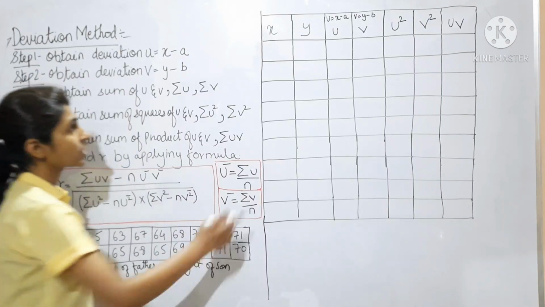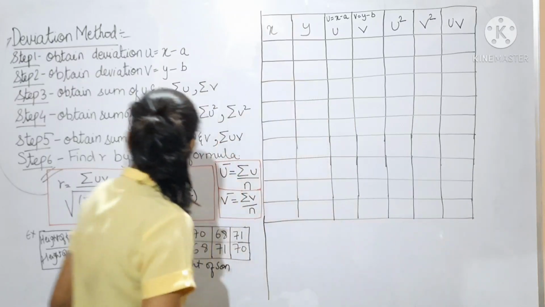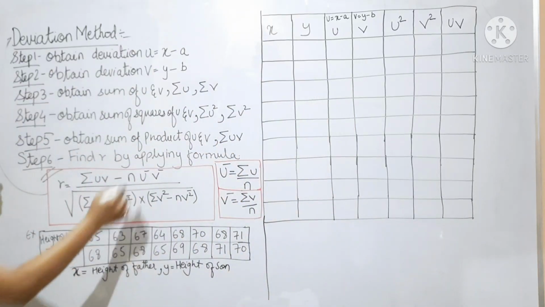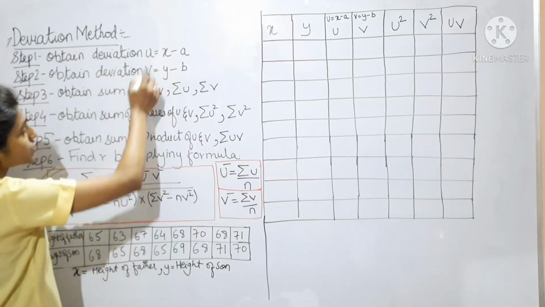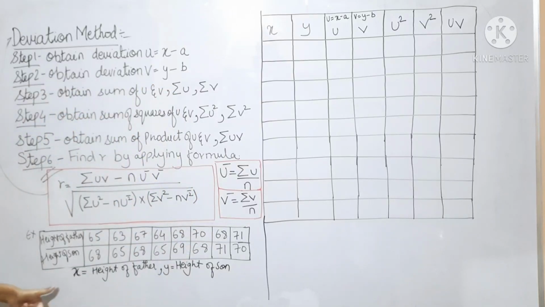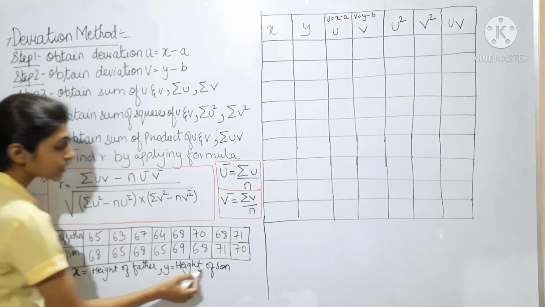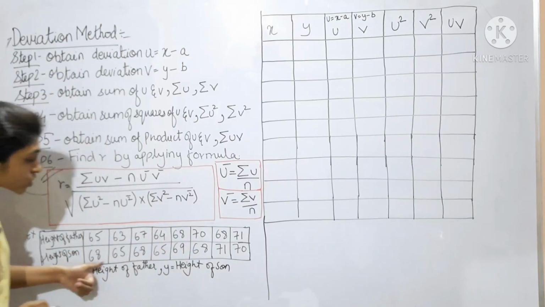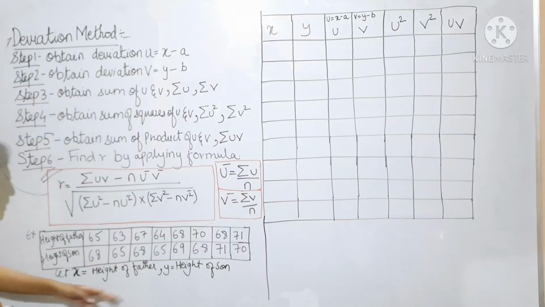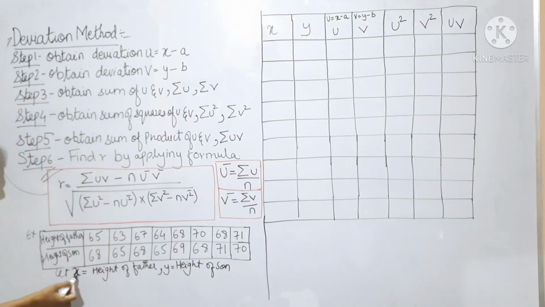Now how to solve it? Solution: prepare the table in this way. Now we have to first find u and v. To find u and v, we need x and y. So we are going to consider x as the height of father. Let x be the height of father and y be the height of son. All the values of height of son will be considered as y, and all the values of height of father will be considered as x.